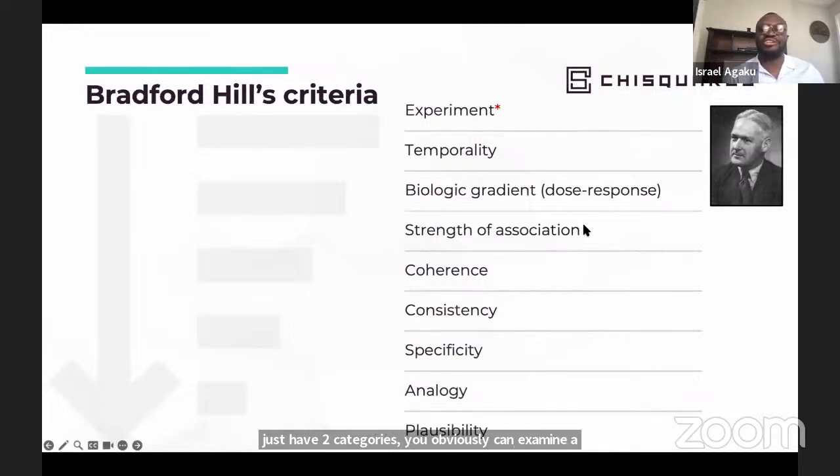The strength of association is telling us how big the odds ratio is from your analysis. In general, if you have an odds ratio of, for example, 3.0, that's a very strong odds ratio, right? As opposed to an odds ratio of like 1.01, that is rather weak. So the strength of association is telling us how big the measure of association is from your analysis.